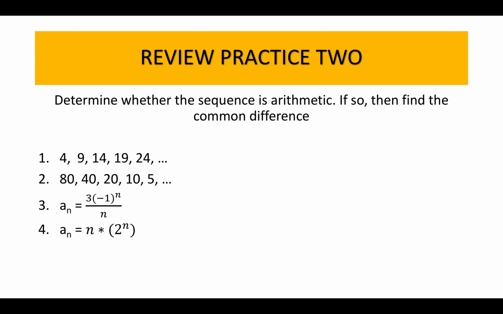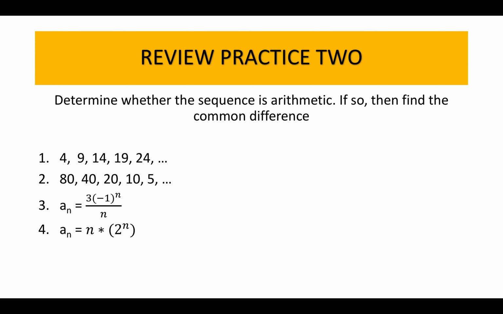Let's see. Take a look at the first one. It says determine whether the sequence is arithmetic. If so, find the common difference. So take a look at number 1. Number 1 is going up by 4, 9, 14, 19, 24. So we can clearly see that this is going up by what? Think about it. The second thing as well. This is going up by 80, 40, 20, 10, 5. We can clearly see that this is decreasing, but by what? Again, you guys think about that.